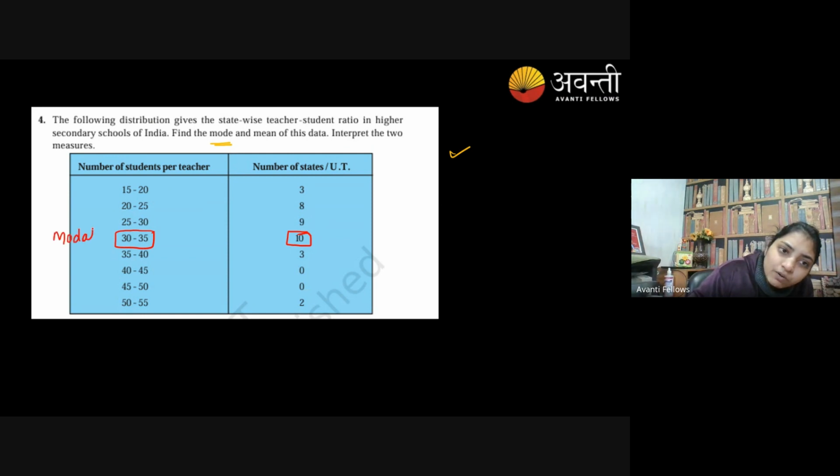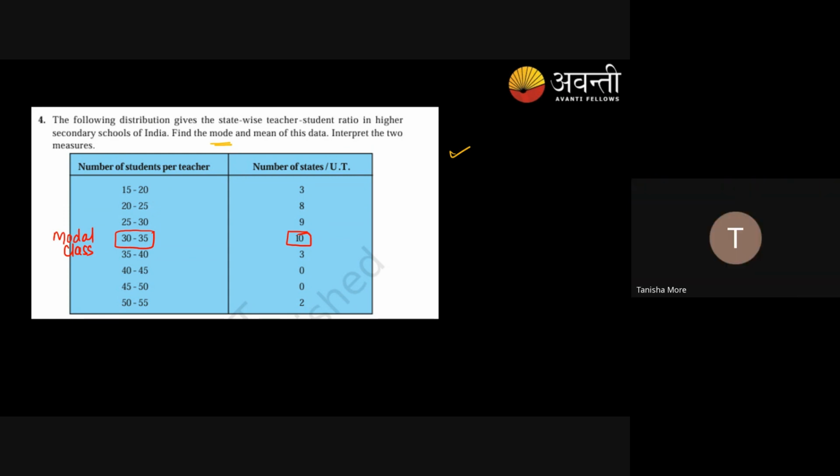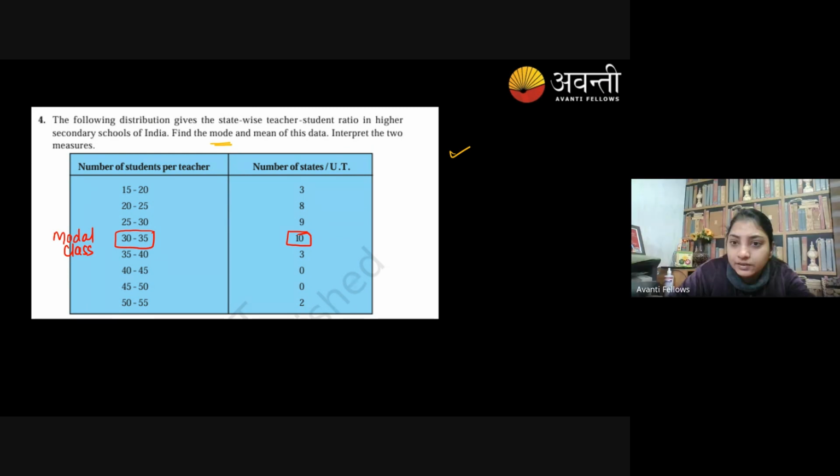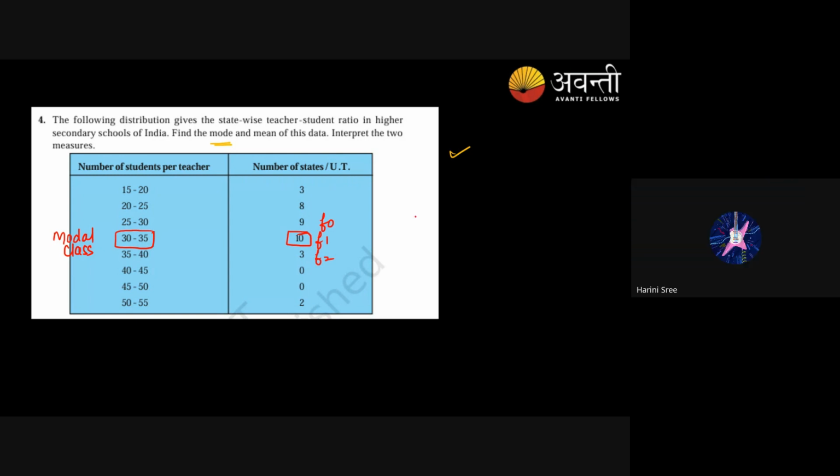हाँ जी बच्चों यही मॉडल क्लास होगी जिसमें सबसे ज्यादा फ्रीक्वेंसी होगी. ठीक है सबने यही पढ़ा है ना. अब इसको अगर आपने F1 दे दिया, इसके ऊपर वाली F नोट होगी, इसके बाद वाली F2 होगी.